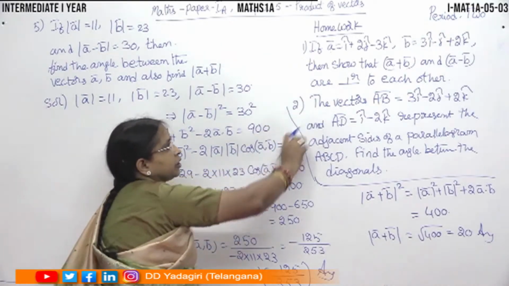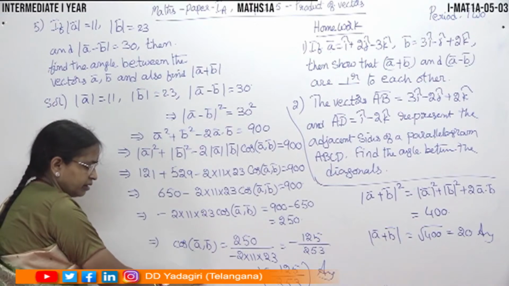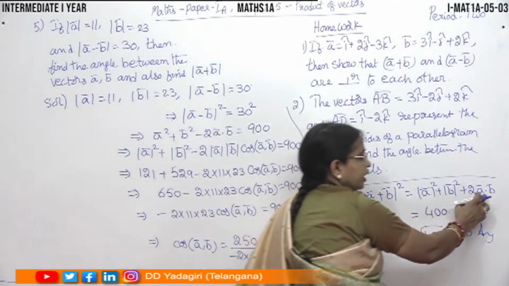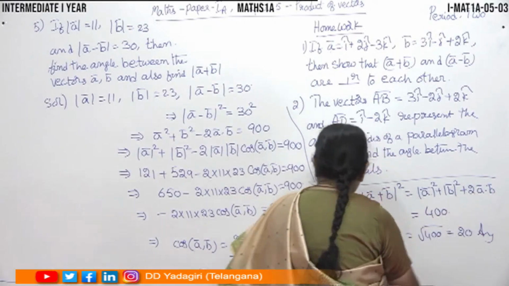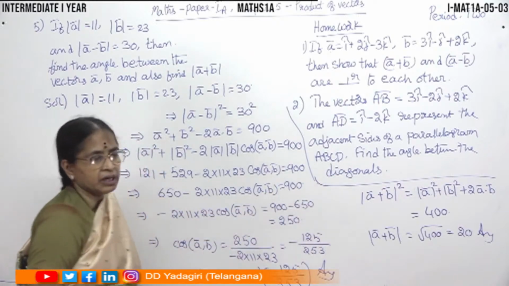Now take down this homework. Have you understood? First find cos of angle, or else you can substitute 2A dot B as 2 into mod A into mod B into cos of angle between A and B. The value you know, no? So you can substitute and simplify.